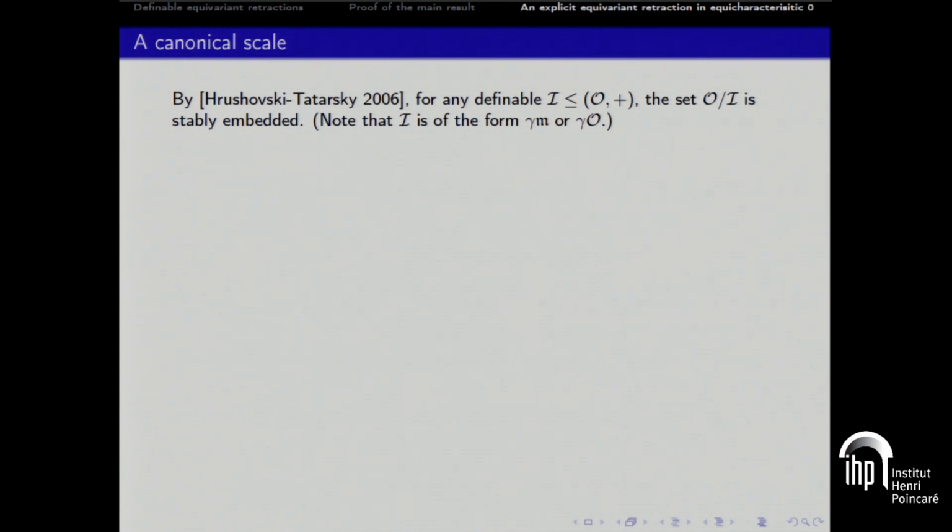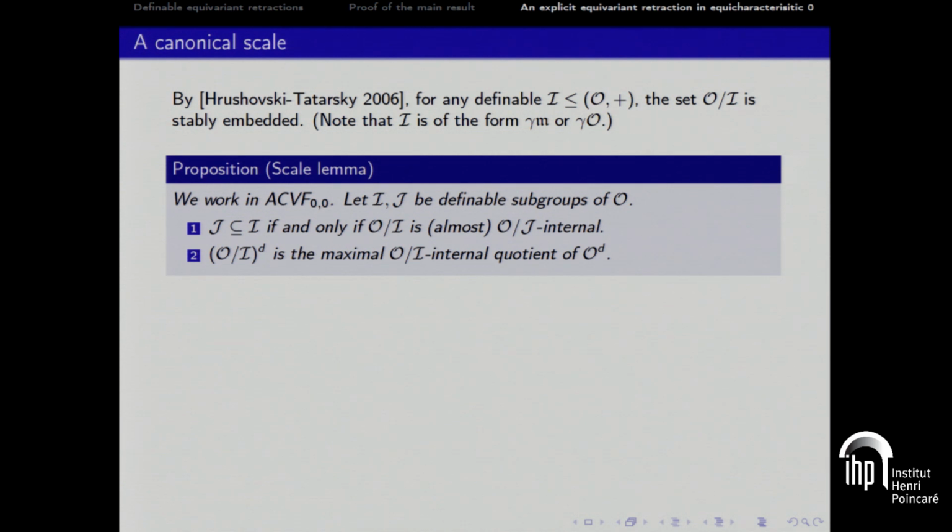So first, we will use it for the following D. D will be a quotient of O by a definable subgroup. This definable subgroup could be gamma M or gamma O. By a result of Hrushovski-Tatarsky, these are stably embedded in ACVF. So we can use the abstract construction there. Okay, here's a scale lemma.